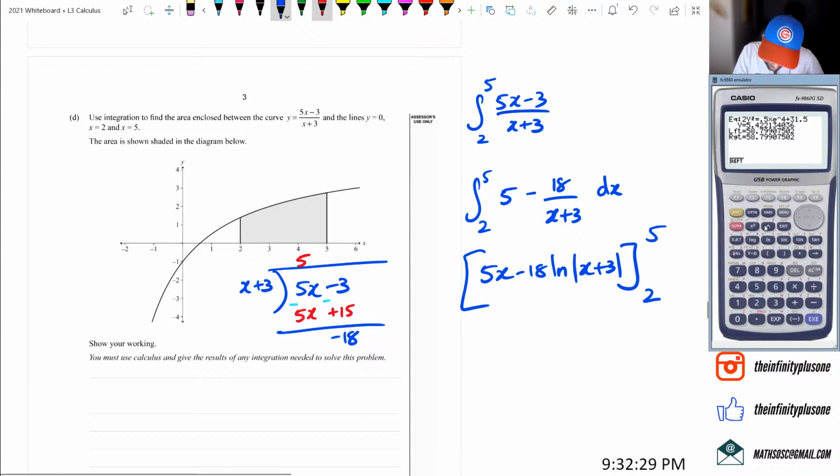Yeah, true. That's a good point. Divide by 1 to just be safe. So divide by the differentiation of x plus 3. For this question, honestly, this is how much working I do.